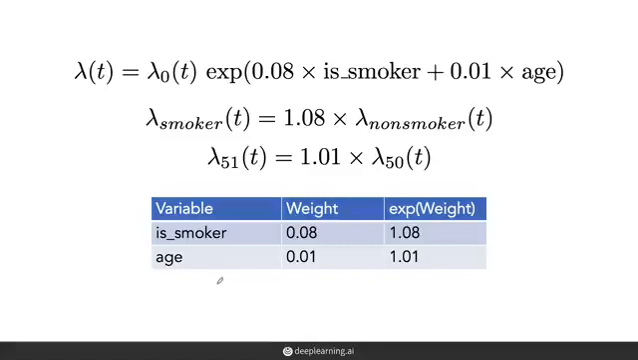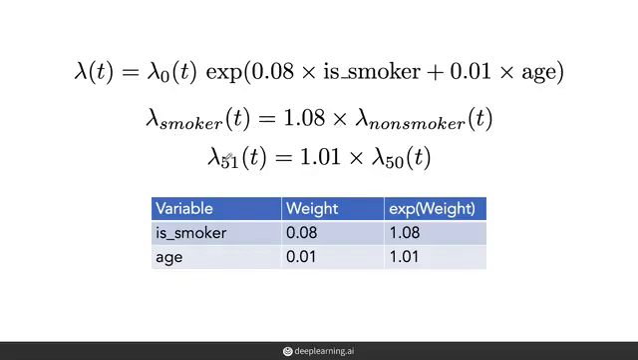And here's something that's interesting to notice here. When we looked at the ratio of a smoker to a non-smoker, we had the ratio of 1.08, and I've just rearranged the terms here to say the risk for a smoker is 1.08 times the risk for a non-smoker.